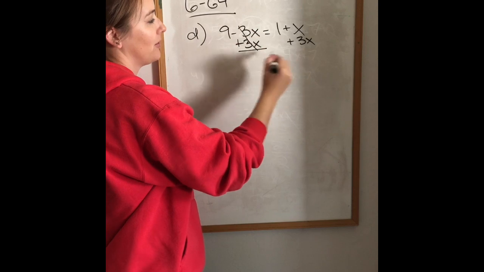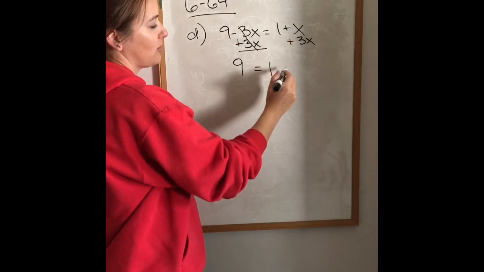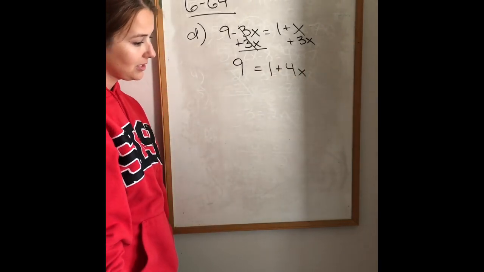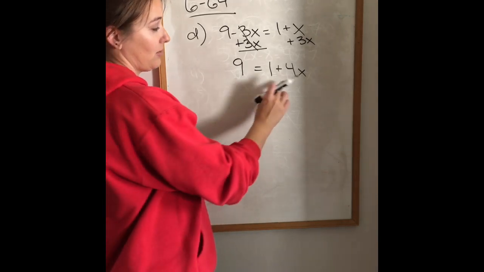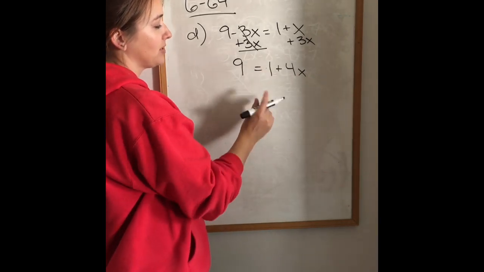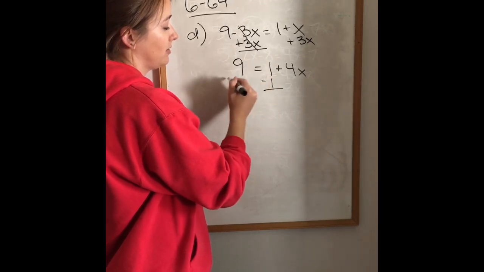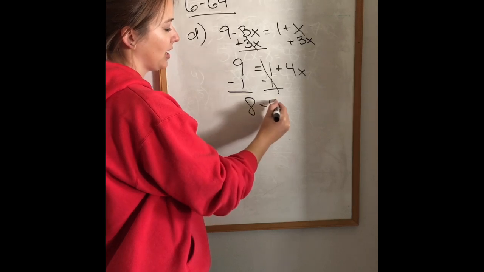Okay, -3x, to get rid of the -3x, I add a 3x. That becomes 0. I'm left with 9 equals 1, and that would be 4x because I have an x plus 3x. And then I want to get 4x by itself, and I have a positive 1 here. So I subtract 1 to make it 0. Subtract it from both sides. I'm left with 8 equals 4x.